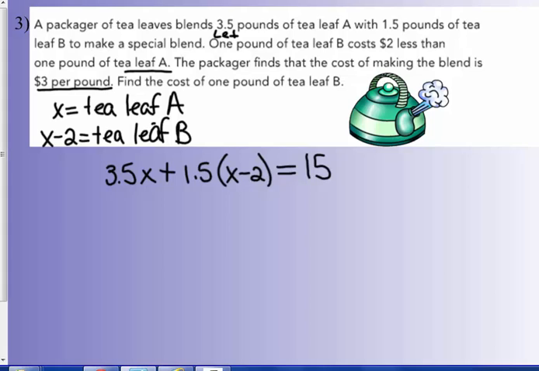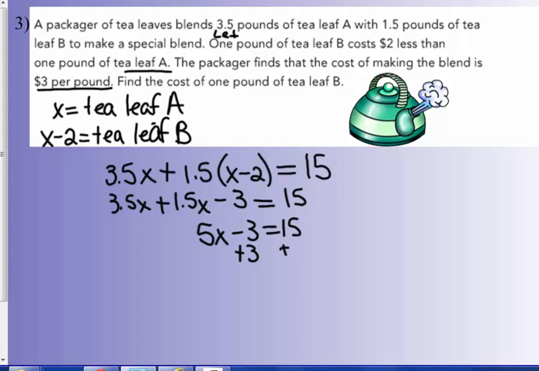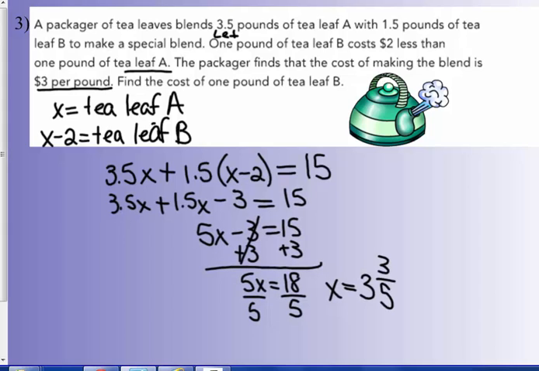So distributing, 3.5x plus 1.5x minus 3, 1.5 times -2 is minus 3, equals 15. So 3.5 and 1.5 gives me 5x minus 3 equals 15. I'm going to add 3 to both sides, and I get 5x equals 18. So dividing by 5, I get x equals 3 3/5.